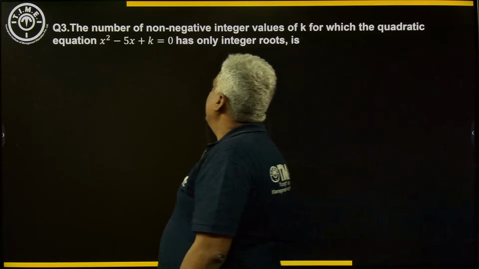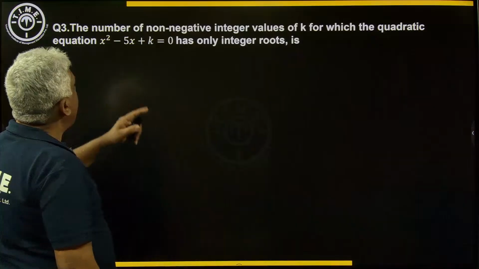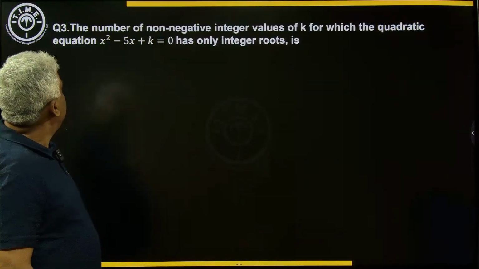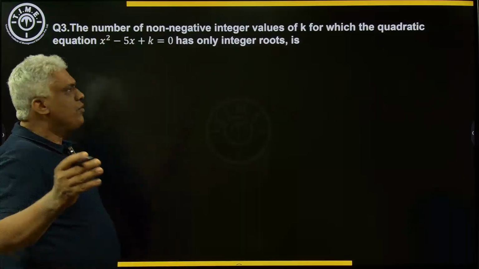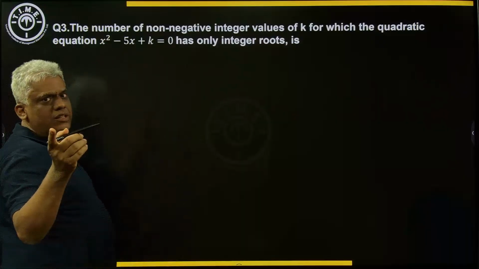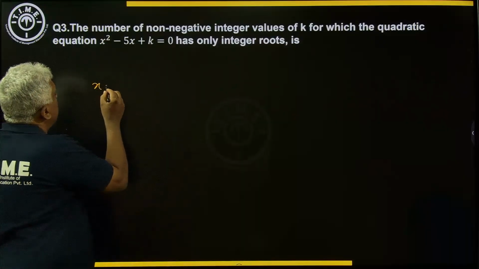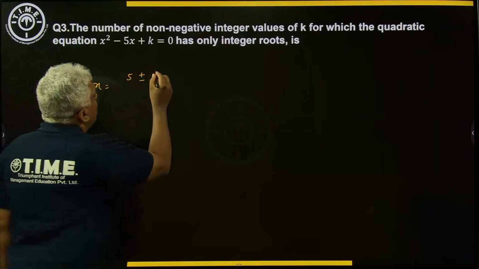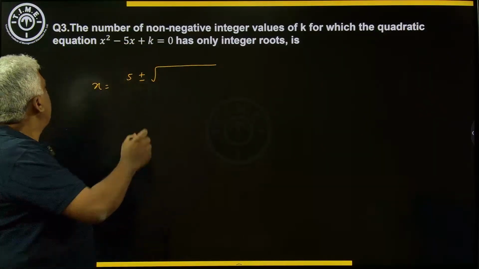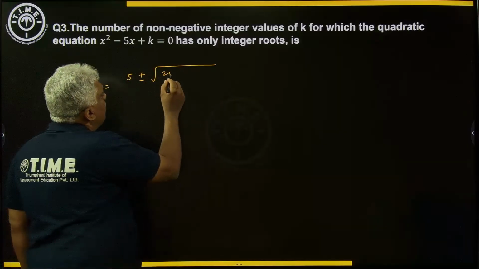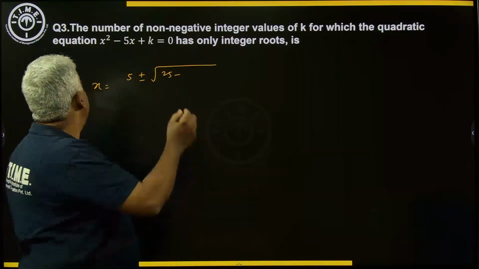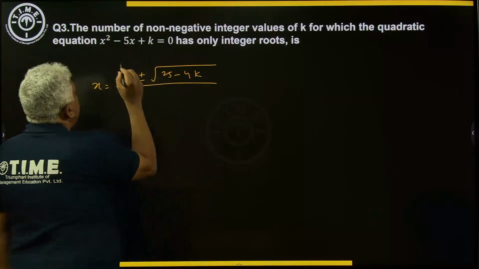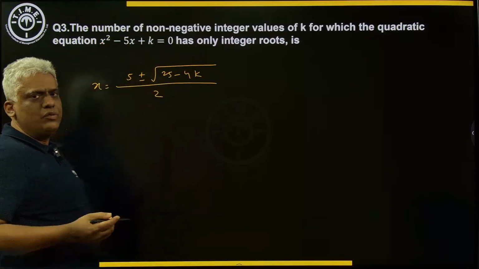Okay, let's see this question. Now here k is a non-negative integer, so it's 0 or positive, for which this quadratic equation has integer roots. Now let's solve this equation. We know that we can apply the formula, right? So x equals minus b, so b is minus 5, so plus 5, plus minus root over b square. b square is minus 5 whole square, that is 25, minus 4ac. a is 1, c is k, so minus 4k, divided by 2a. So 2 into 1, a is 1, right?